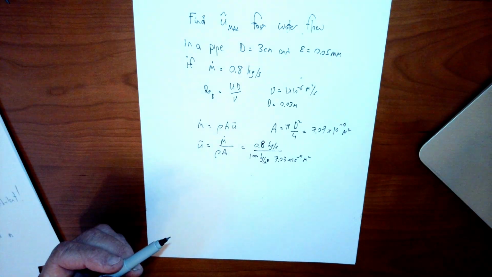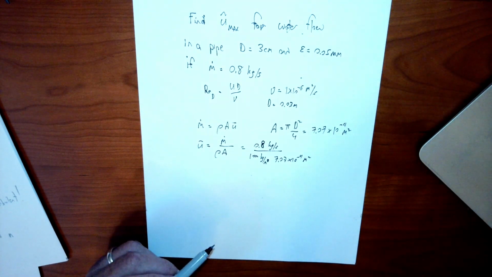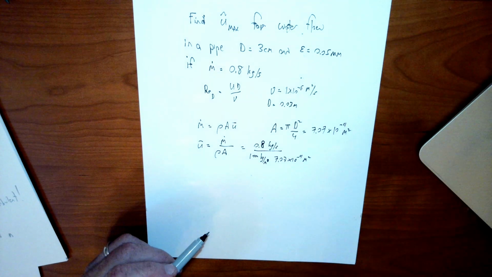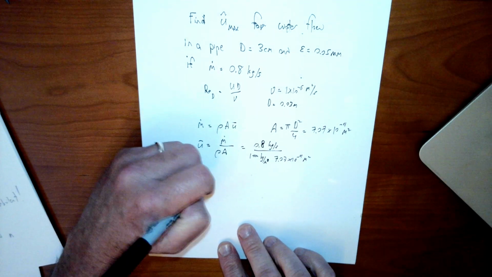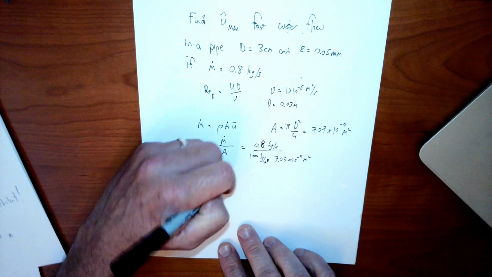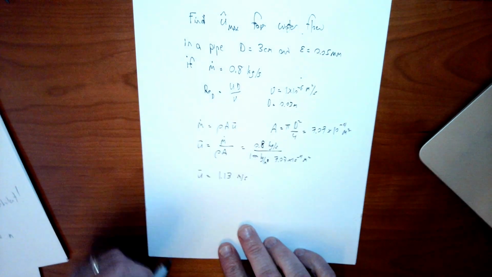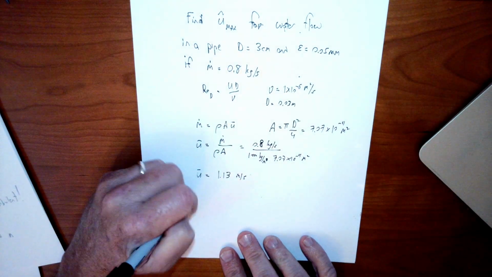Velocity is meters per second. So you can certainly do a unit check on that. Make sure you're using the right things here. All right, anyway, in this case, you plug all those numbers in, you punch it into your calculator, get 1.13, and it's meters per second. So there's my velocity. Now I can easily calculate my Reynolds number.